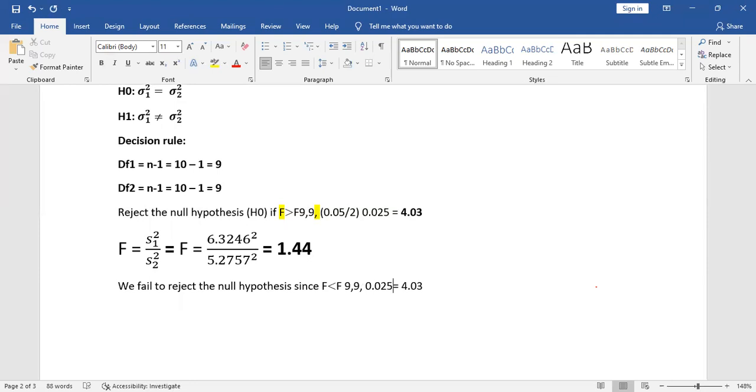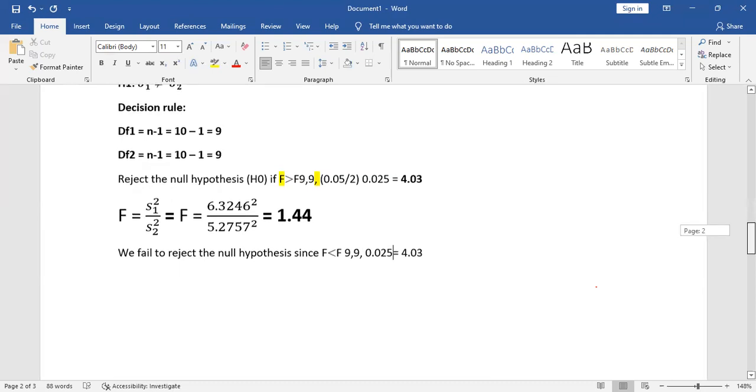9,9, 0.025, which is 2.5. I said we are testing at 5% because we're not told at which level to test, but we take the default 5% and then divide it by 2 because testing for equal variances is a two-sided test. That's just the rule. So we'll have 4.03 recorded there.